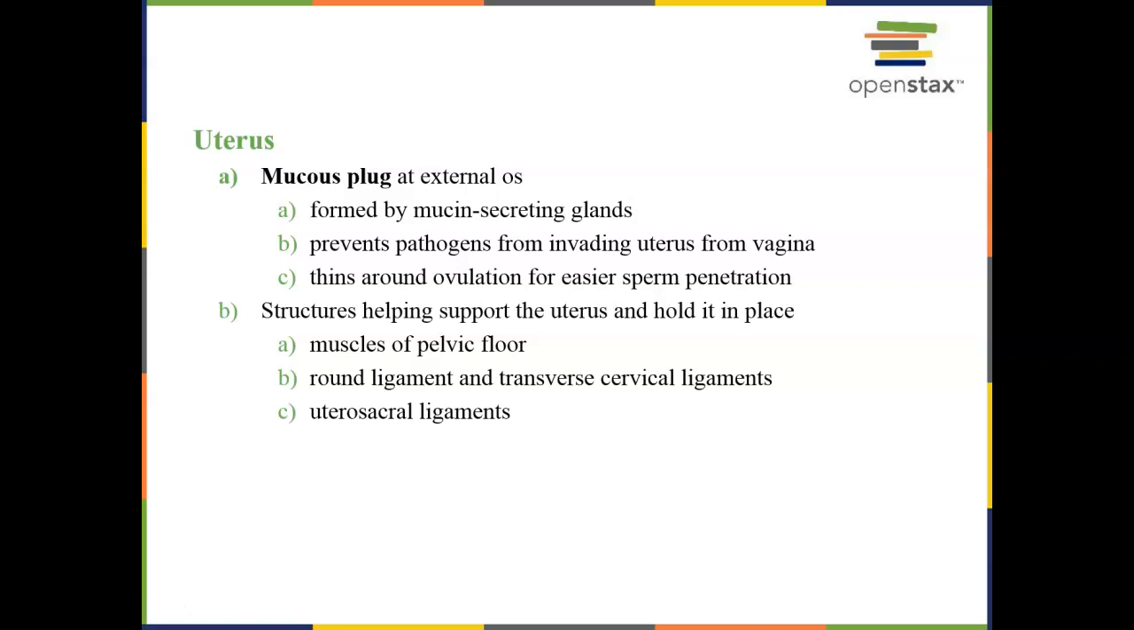Pathogens can get into the vagina a lot easier because it's open to the external environment. But remember, we talked about the vaginal flora that protect the vagina from pathogens. So if we keep that vaginal flora healthy, then in general, our vagina will stay healthy as well. So the uterus is held in place by different ligaments as well as muscles of the pelvic floor. They all hold that uterine structure in the pelvic cavity.